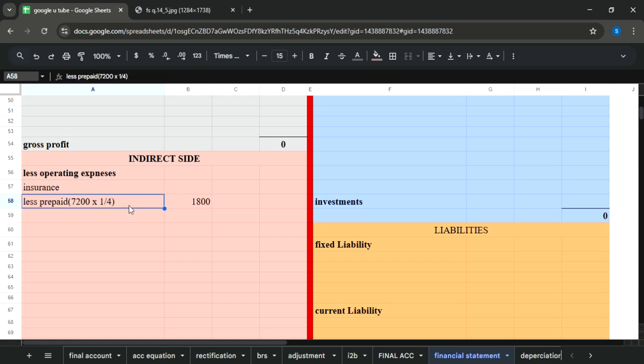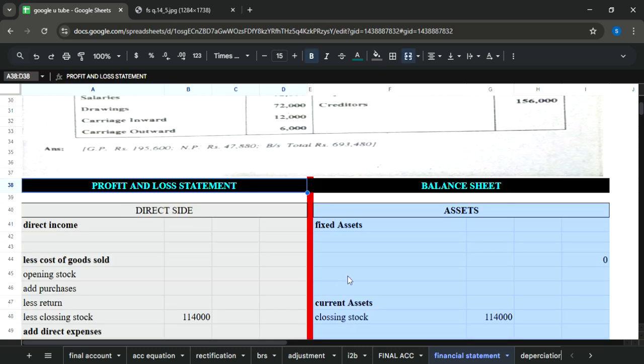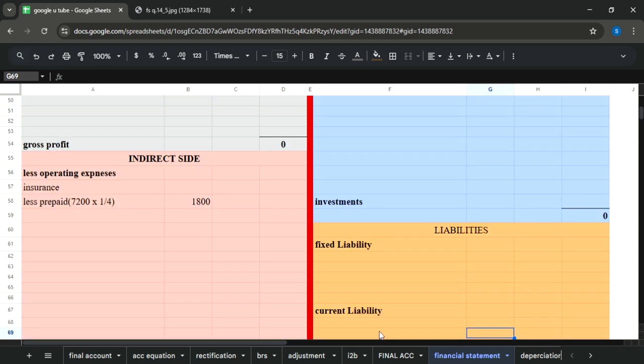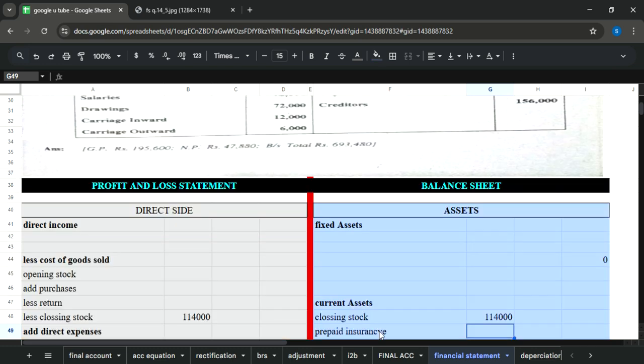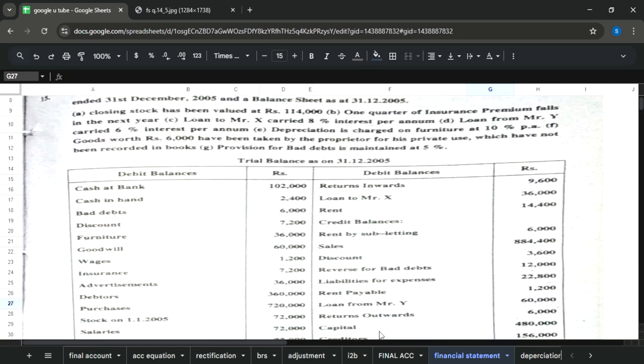Secondly, prepaid insurance should be written in current assets. So here you write prepaid insurance as its second effect. The amount was 1800, so you mention 1800 over here. So the next thing, part B has been solved, one quarter, and both effects have been completed.